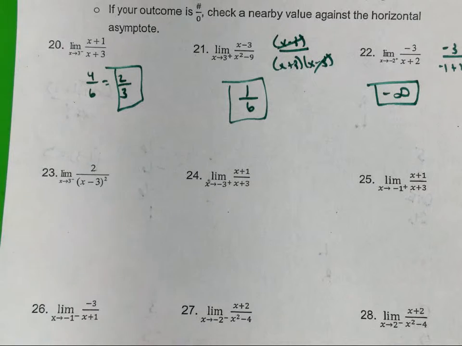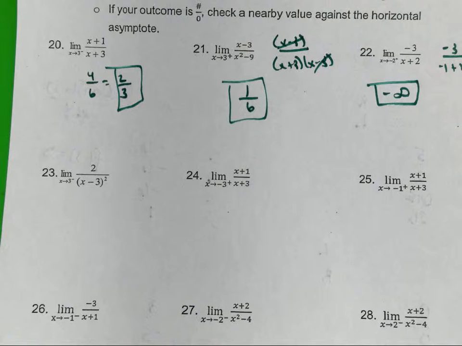23. I plug 3 in. That's a positive 3. 3 minus 3 is what? 0. Okay? That's a no-no. Can I factor that? No. Can I rationalize that? No. Can I find a common denominator? What number's to the left of 3? 2. Does everybody agree? 2.